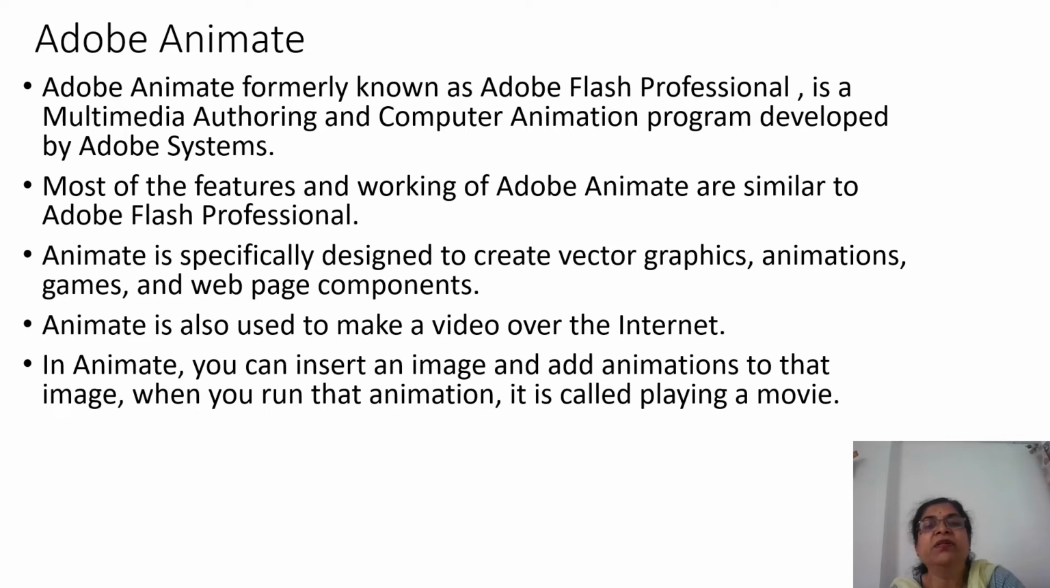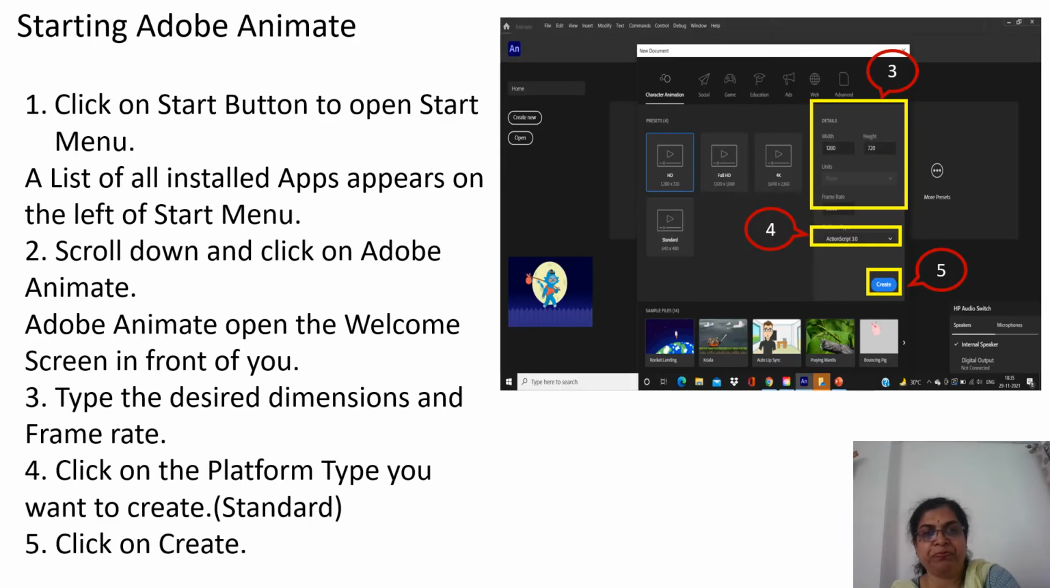Animate is specifically designed to create vector graphics, animations, games, and web page components. Animate is also used to make video over the internet. In Animate, you can insert an image and add animations to that image. When you run that animation, it is called playing a movie.